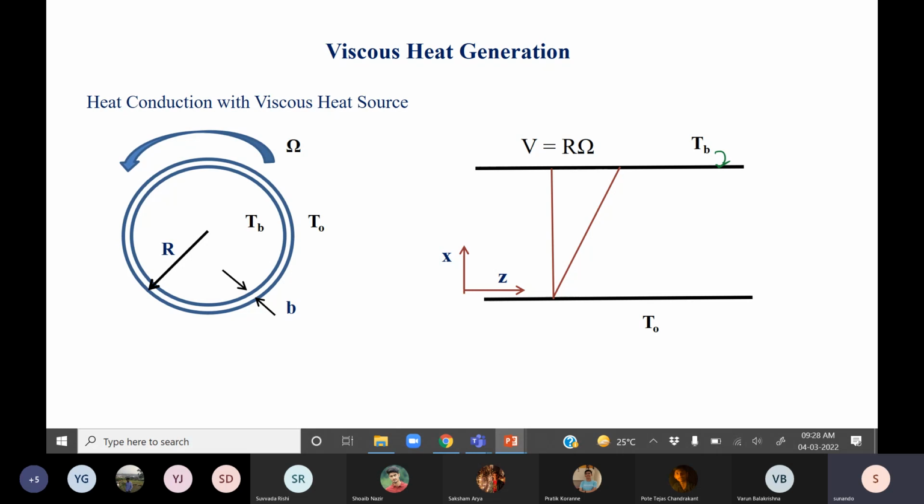Now there are two concentric cylinders which are very close to each other. What I mean to say here is that this gap B is quite small as compared to the radius of the cylinder. One of the cylinders is kept stationary, and in between the two cylinders we have a lubricant. Now, the rotational speed of the outer cylinder has been provided to you, and the inner and outer temperatures, which are TB and T0, are also specified.